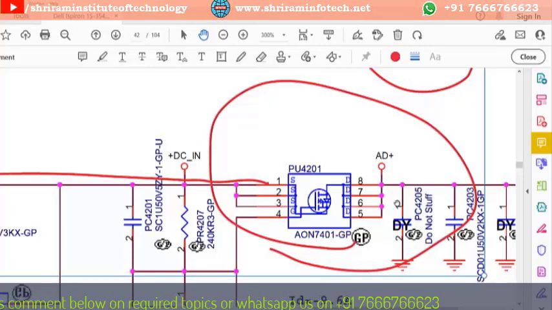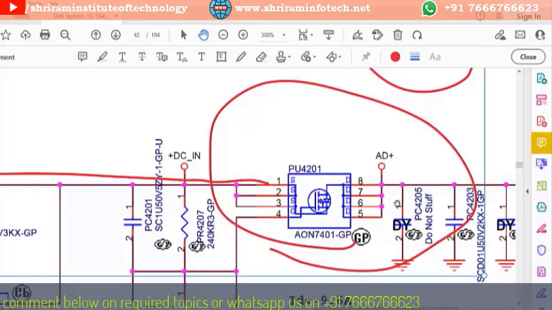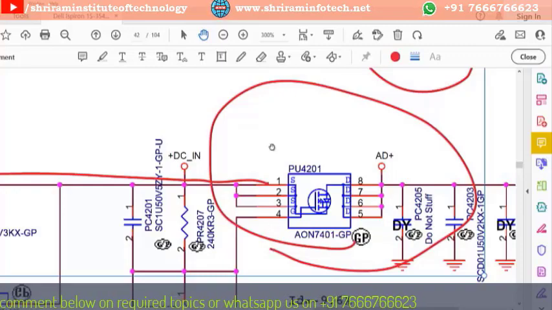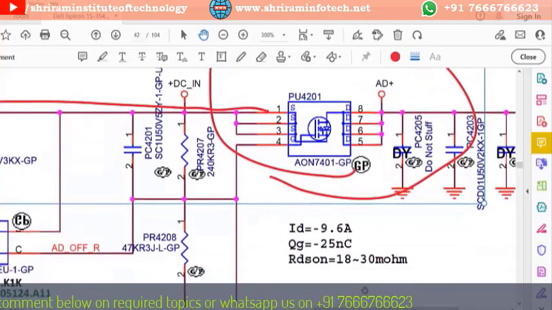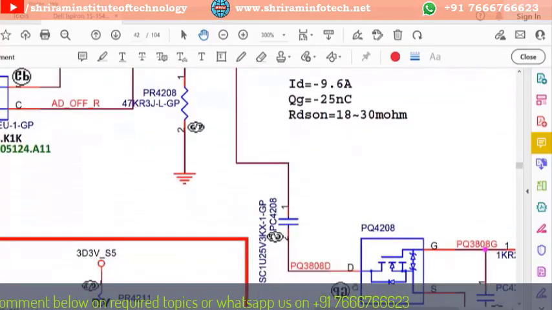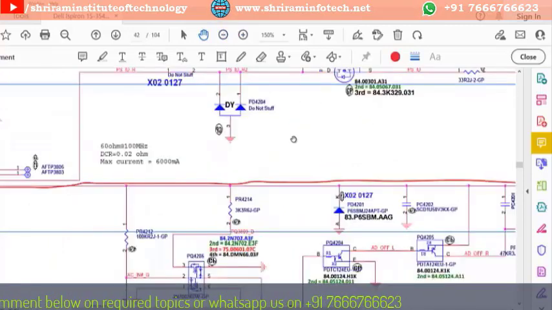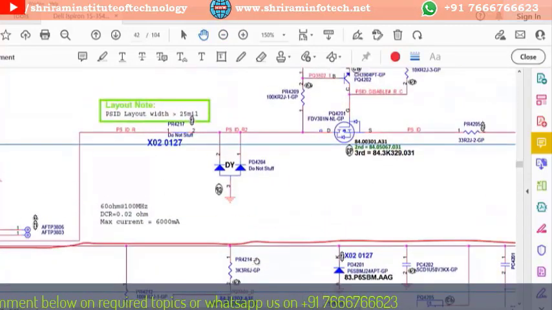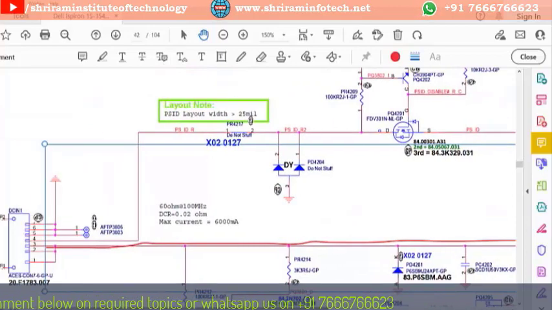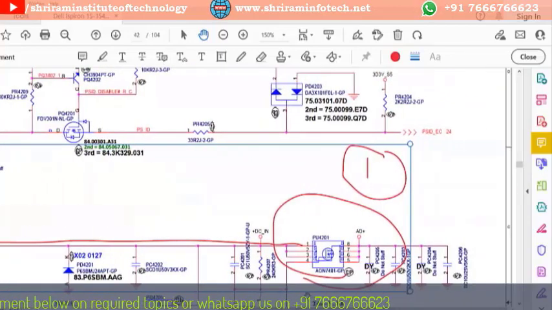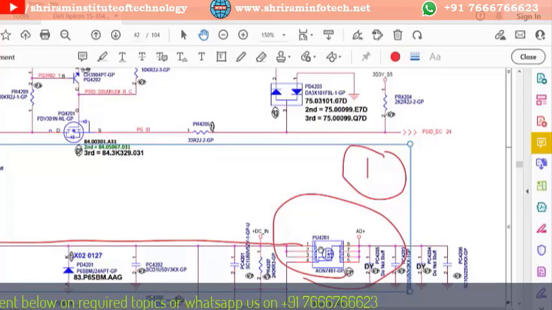Now to trigger, to turn on this MOSFET, this gate requires a negative voltage. Okay, gate requires the negative voltage, that comes on pin number 4. So this is that pin, and the signal will come from the battery charging chips. Okay, so my voltage will travel from here to here, and if I want to know where this MOSFET is located, if I want to test, the MOSFET location is PU4201.